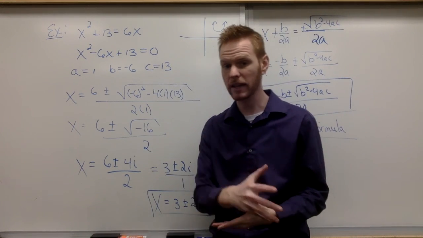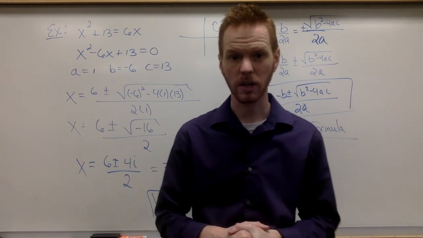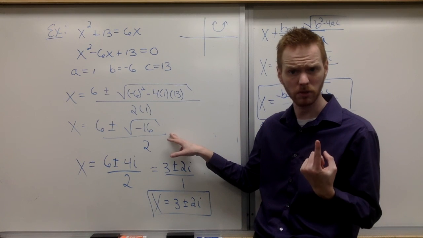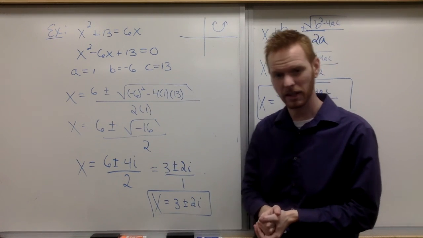Two examples. One that has some real numbers, one that has some complex numbers. If the square root was 0, then I think we just have one solution, right? That's the parabola resting on the x-axis.